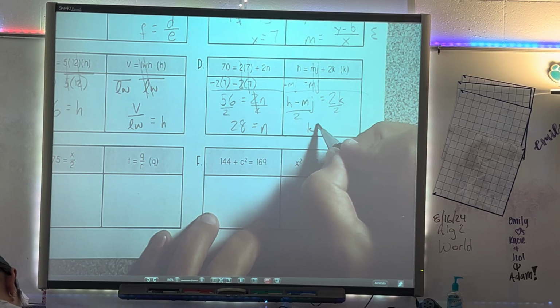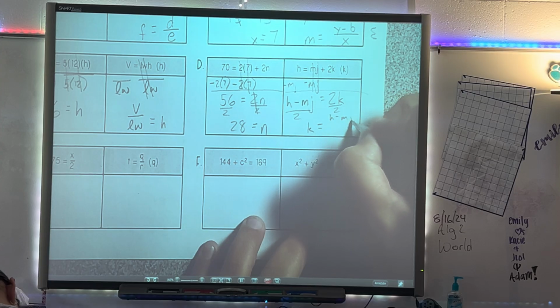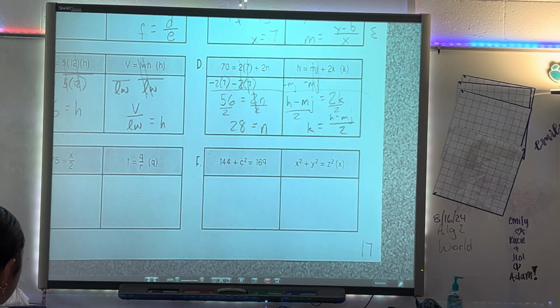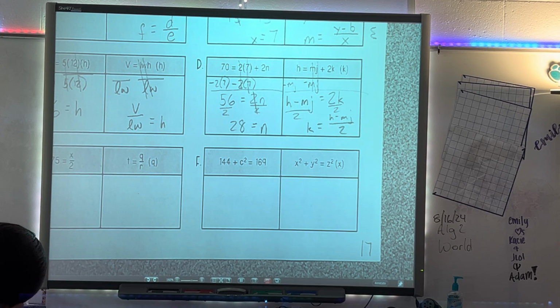So I have K is equal to H minus MJ over 2. There you go. And this one could also be written as H over 2 minus MJ over 2. We could split that into two fractions. Are y'all okay that that's allowed? We're not normally going to do that, but we could do that.